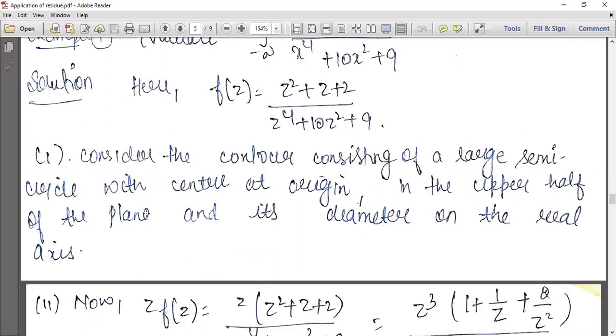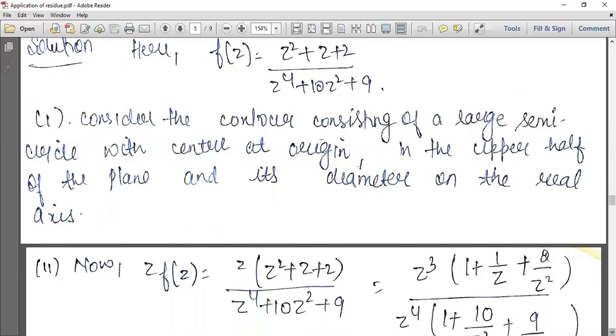So first, we will have our contour, which is a semicircle with center at origin and in the upper half of the plane. That is, your y will be positive, which means your imaginary part will be positive. The real part can be positive or negative, but the imaginary part will be positive only because it's in the upper half of the plane. We are not considering the lower half where the imaginary parts are negative. And its diameter is on the real axis. So first we have our contour.